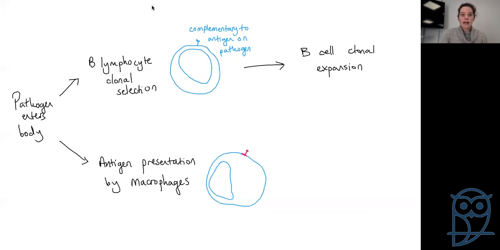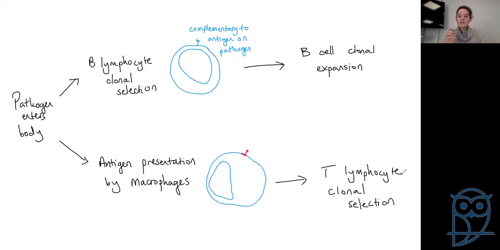So that's what we call antigen presentation. And that then selects the correct T lymphocyte. So now we have T lymphocyte clonal selection. So the T cells have receptors which are complementary to this antigen that's being presented. And if it's the complementary one, that one is going to be selected. And then that one, we would have T cell clonal expansion.